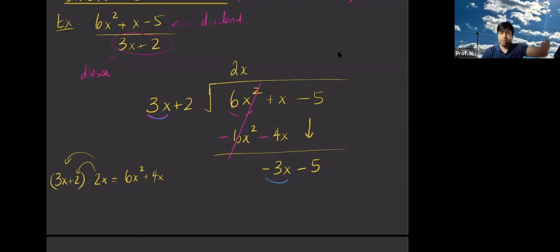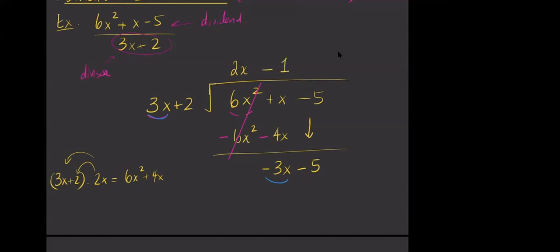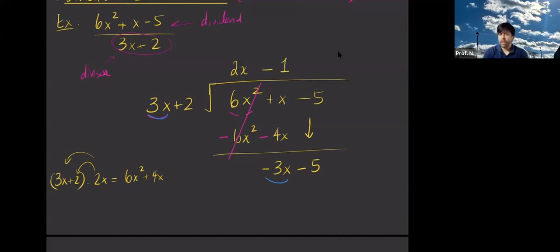Now the question becomes, what is 3x and -3x? What do I multiply to 3x to give me -3x? Minus x. -1. Correct? It's -1, not minus x. So now we do what? We take -1 and multiply it to this entire thing. So what is 3x plus 2 multiplied by -1? -3x minus 2, isn't it? So that's what we're going to do here.